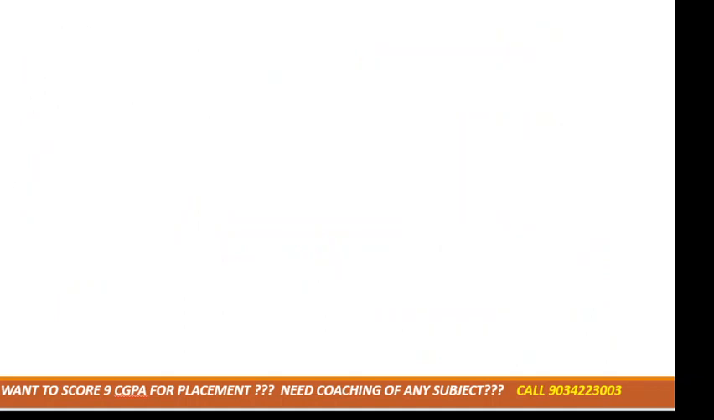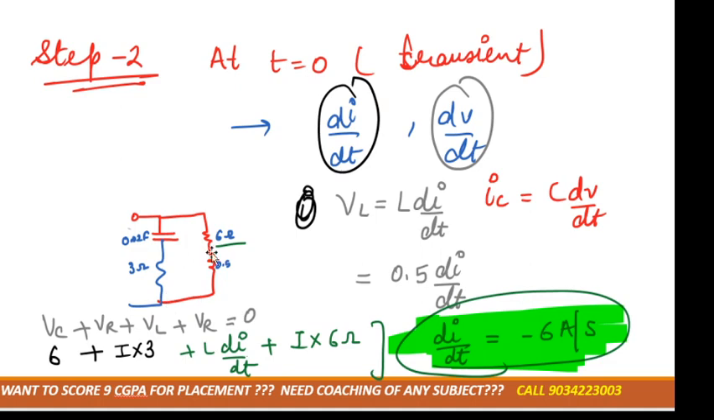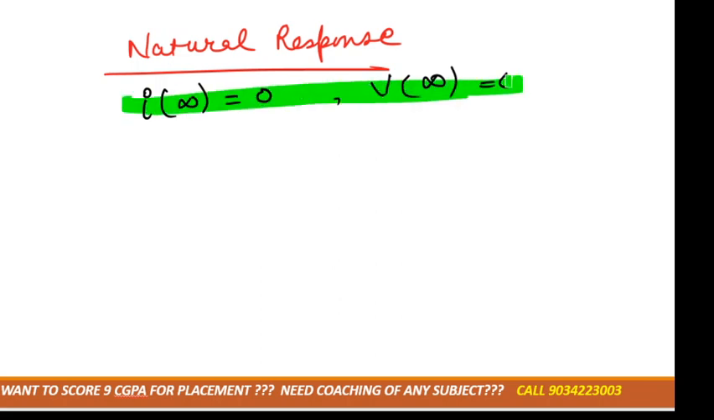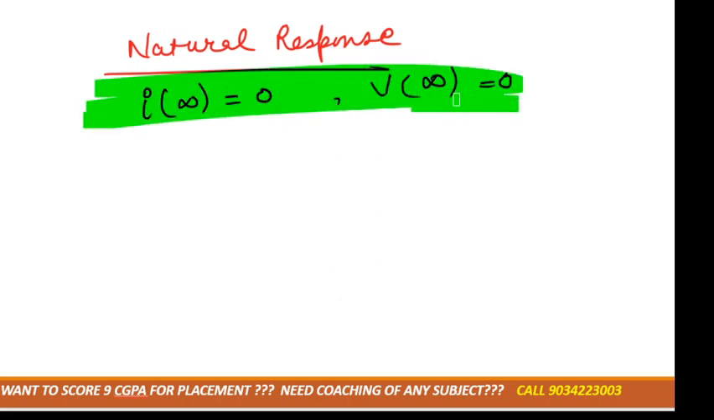Then in the next step, as you can see, this is the natural response. Natural response means there is no source over here, right? For the natural response you can mark it also. The current across infinity is also 0, and the voltage across infinity is also 0. That is fixed for the natural response, because if there is no source there will obviously be no current and no voltage. Got it? That is step number 3.